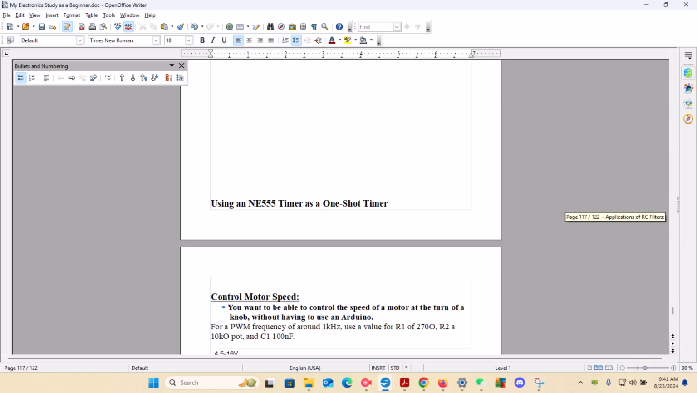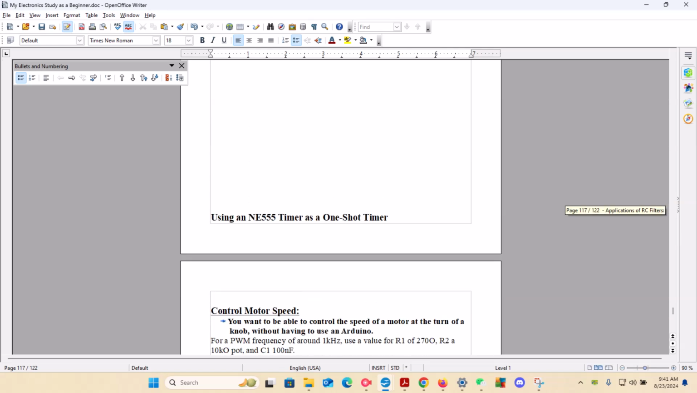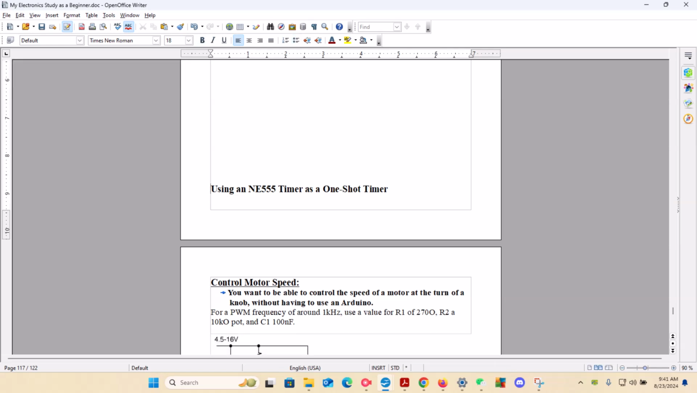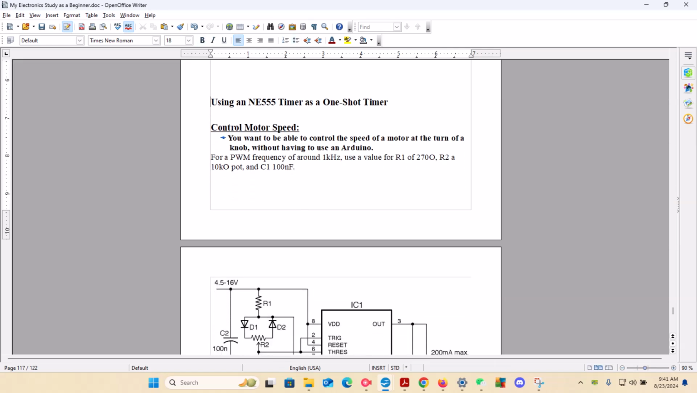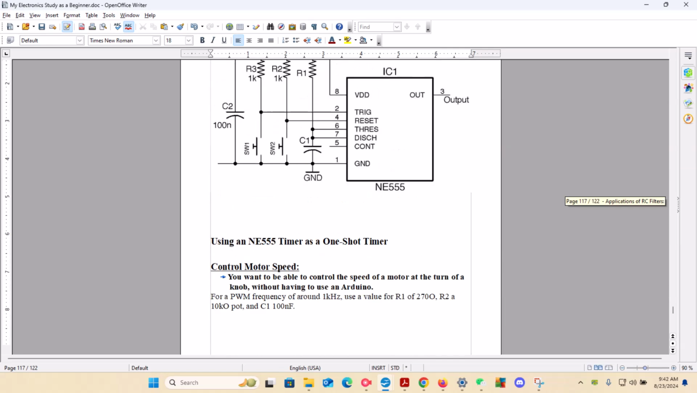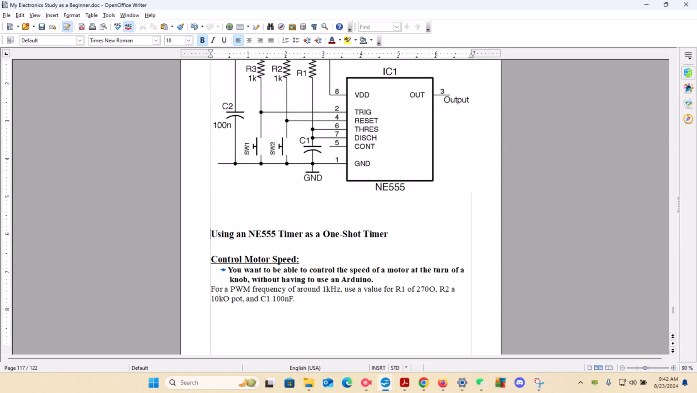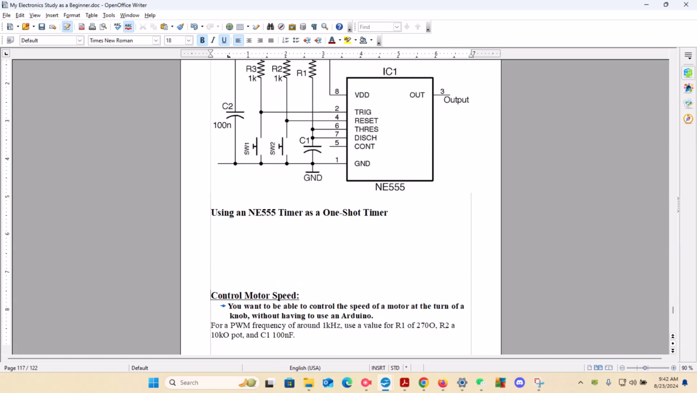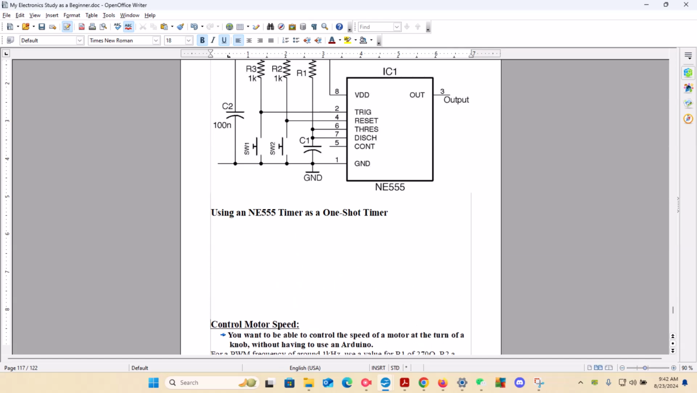Now, that is when you're using an NE555 timer as a one-shot timer. That is that specific function for it, but the actual electronics of it is similar to the other one, except it just is the resistors in parallel going in the opposite direction.